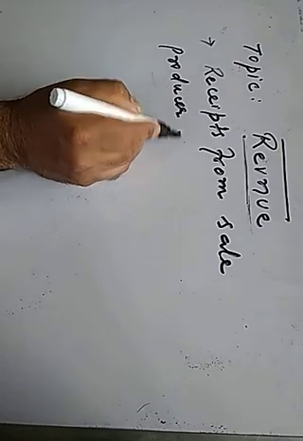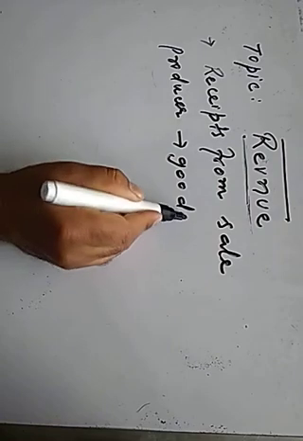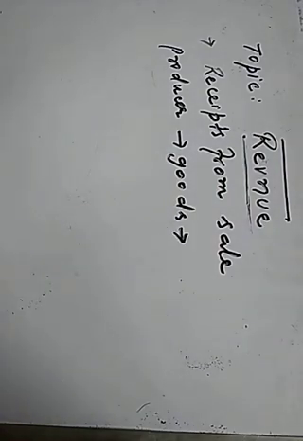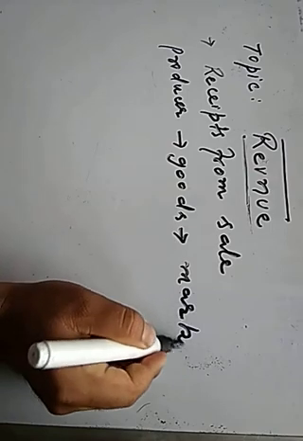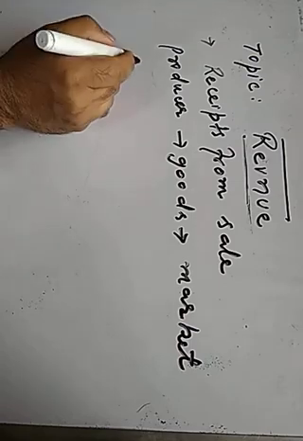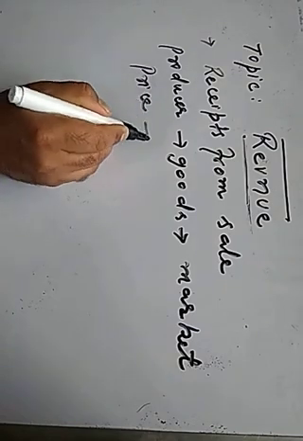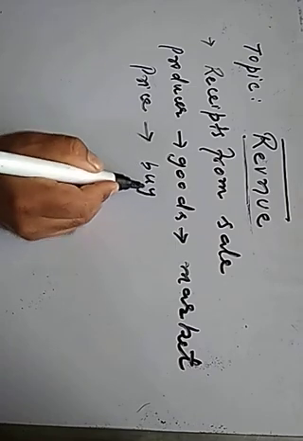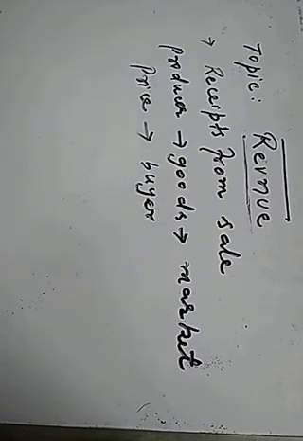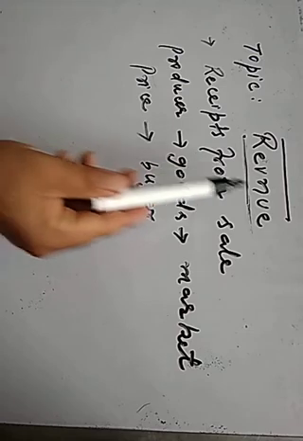When a producer produces goods, he brings those goods that he produced to the market for sale and sells them in the market for money, and that money is in the form of price paid by the buyer of the product. The payment that the producer receives from the sale of goods or services is known as the revenue of the producer.